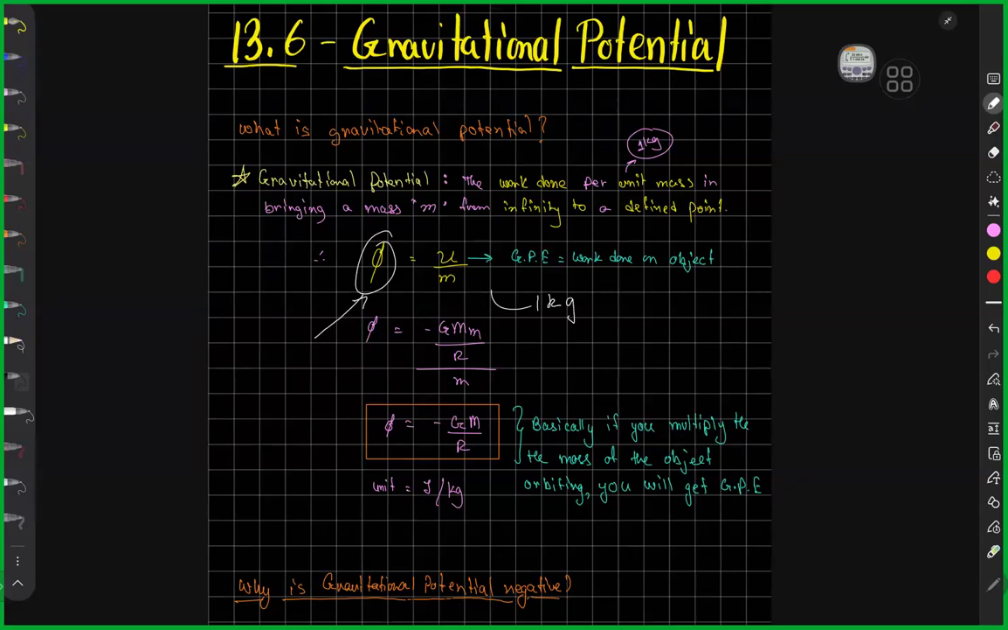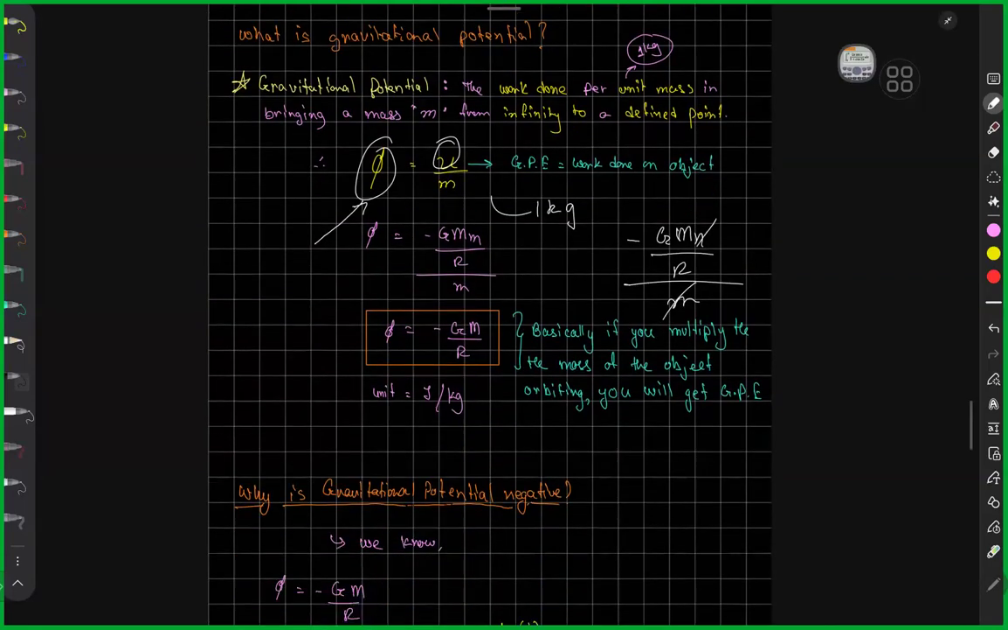So if I write down the formula for gravitational potential energy, that is simply minus GMm by r divided by the small mass, and the mass and mass get cancelled off, and you're left with minus GM by r, right? So this is the formula for gravitational potential.